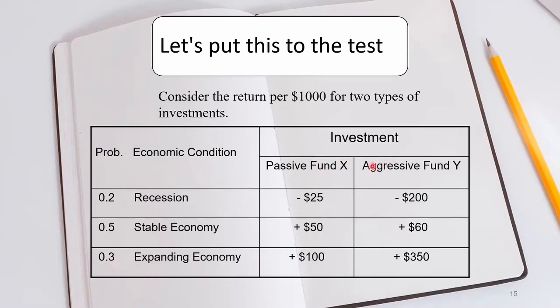There are two types of investment, X and Y. The returns pertaining to it are given here, negative 25, negative 200, positive 50, positive 60, 100, 350. Now let's see how we calculate this.